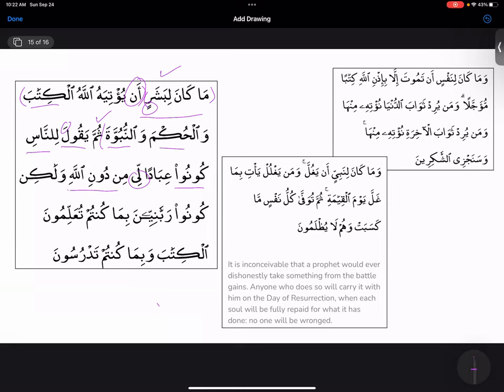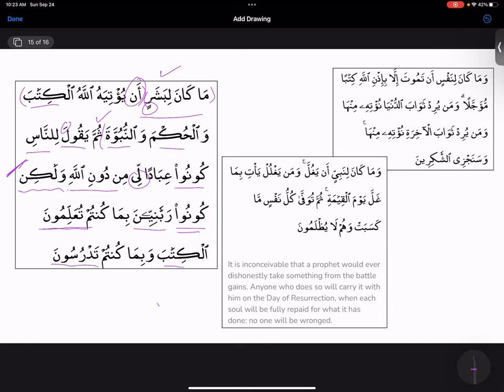Basically, Allah subhanahu wa ta'ala is supporting Hazrat Isa alayhi salam, that my Nabi cannot do that. Walakin, however, is hidden in there in the meaning. He would say, kunu rabbaniyina, you all be rabbani, people who are very related to the Rab. Bima kuntum tuallimuna al kitaba, because you teach the book, bima kuntum tadrusun, and you study.